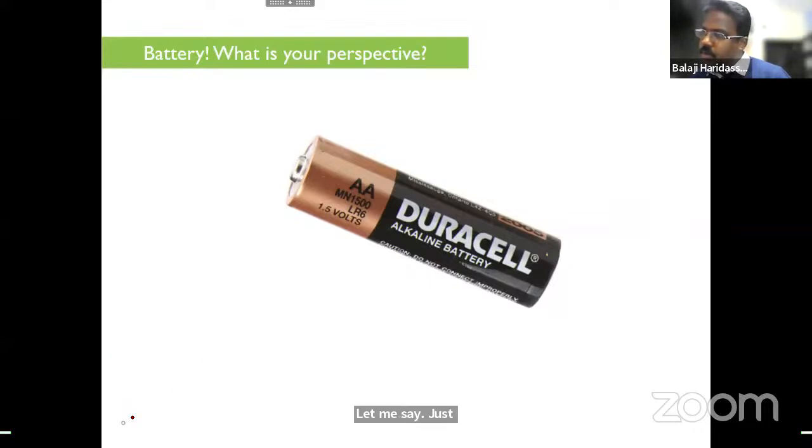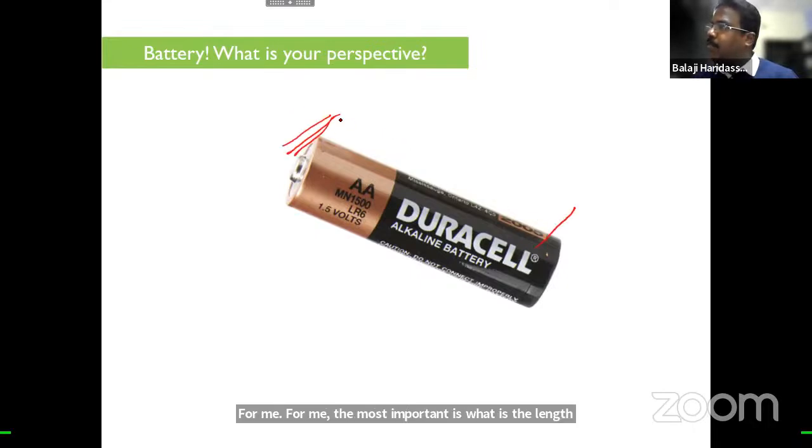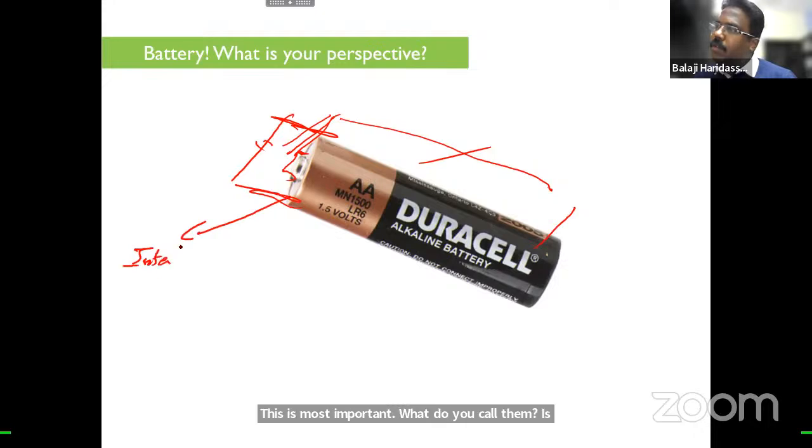Lithium battery. No, I'm saying, what is most important for the user? For me, the most important is the length of this battery, the size. It should fit my requirement. What is the diameter of this battery? Whether the height is all correct. This is most important. What do you call this? This is called an interface. All I care is the interface.